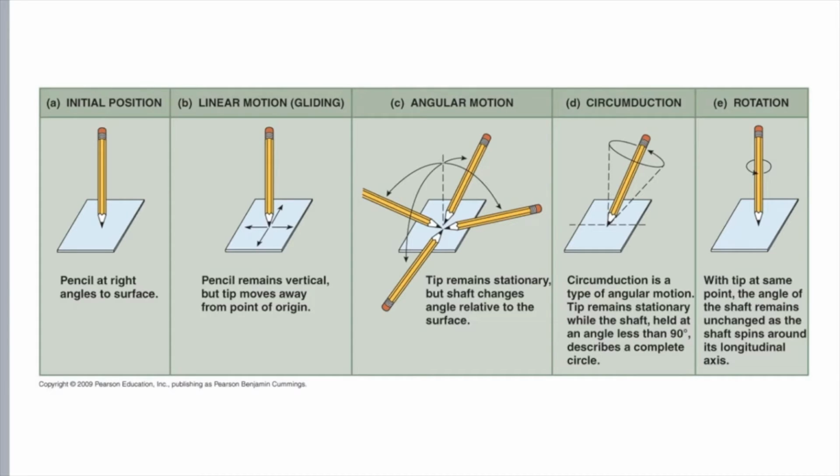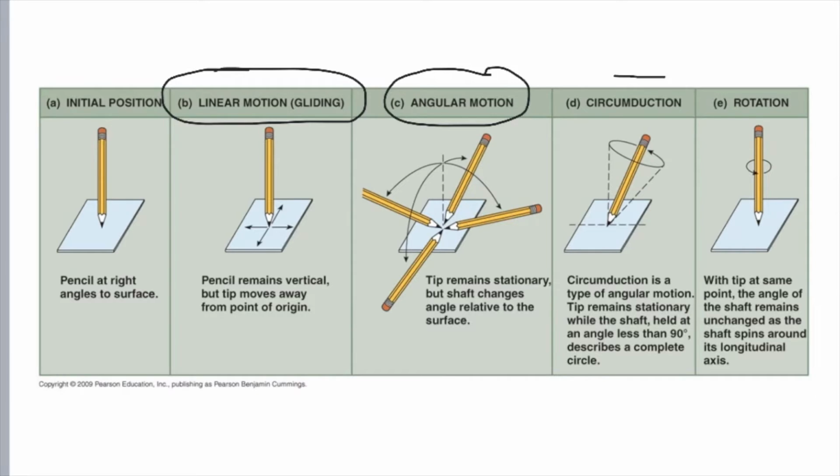We're going to look at some of the motions. A gliding motion is linear. That means one bone is gliding over the flat surface of another bone. An angular motion means that one of the bones is going to change angle on the other bone. Circumduction is kind of an angular motion, where the tip stays stationary and the end of the bone moves around in a circle. And then finally we have rotation, where the two bones are articulating, there are no angles involved, but one bone is rotating on another bone.